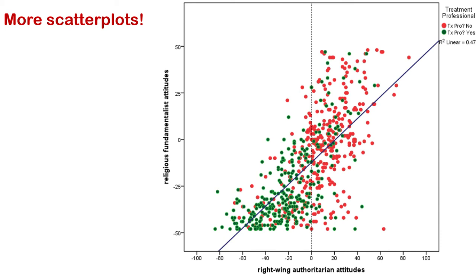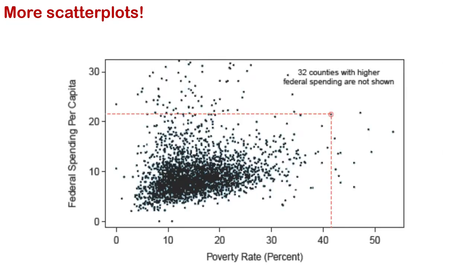Here's the relationship between right-wing authoritarian attitudes and religious fundamentalist attitudes in one of my studies. And it's broken down in two colors. The red are not treatment professionals. Those are undergraduate students. And the green are treatment professionals. And so maybe I should do two separate scatter plots because those two distributions seem to be doing different things, even though there's a generally positive relationship. Fairly strong one, actually.